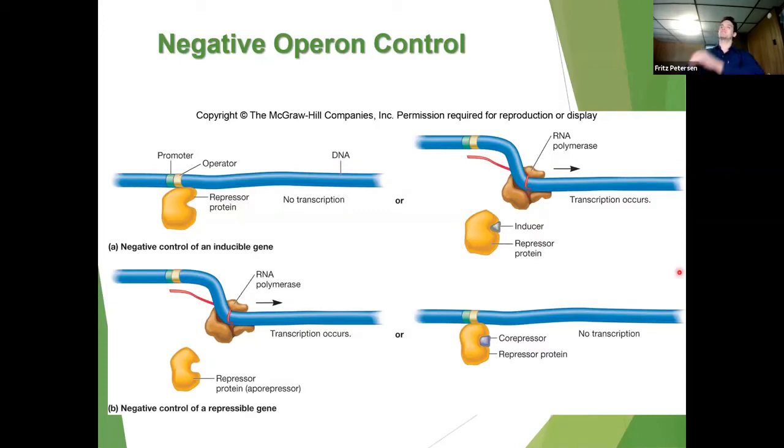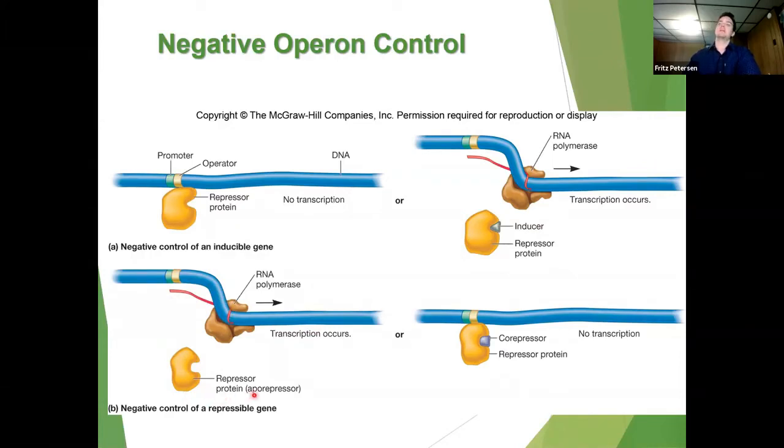Now, the inverse is true for negative control of a repressible gene. Remember, a repressible gene is a gene that is normally on. Its base state is to be on, not off. So here, under normal conditions, there's no stop sign here, and the RNA polymerase can simply attach, and transcription will occur, and your polypeptide chain will form. See, here's your repressor protein.